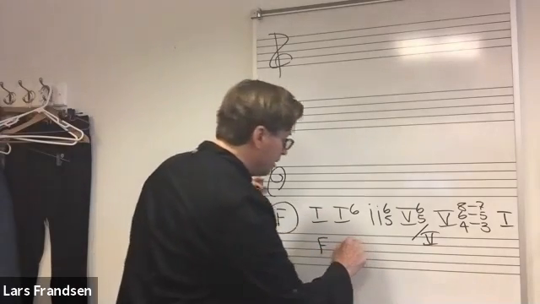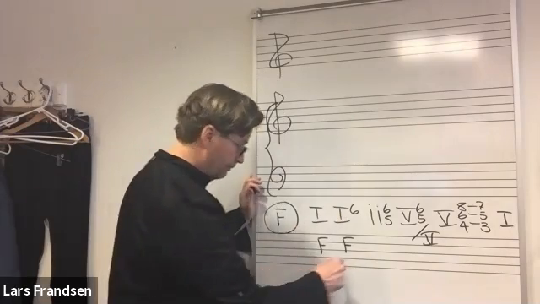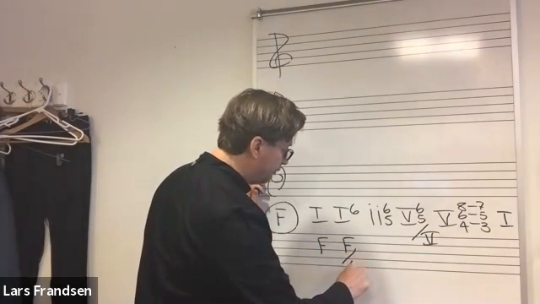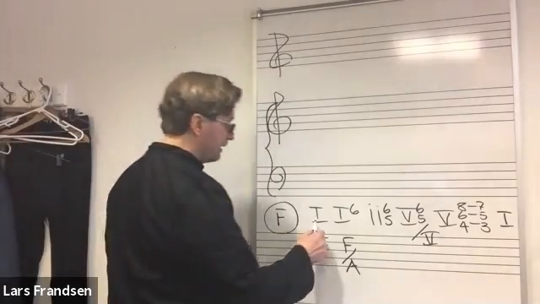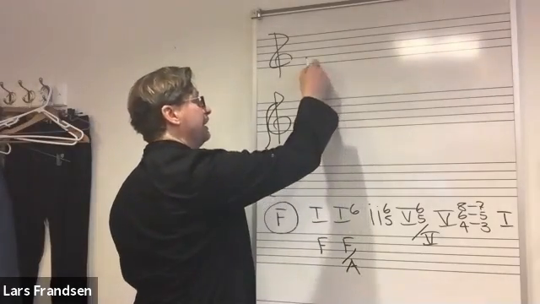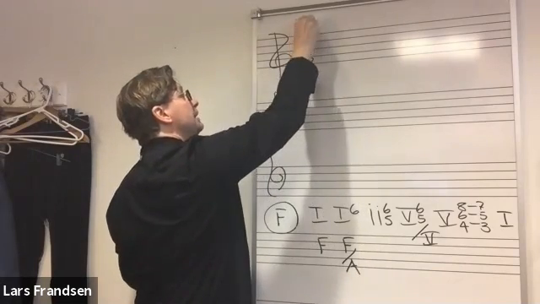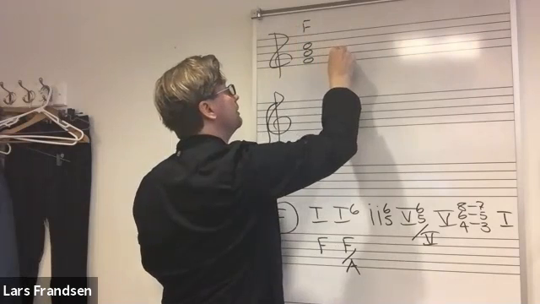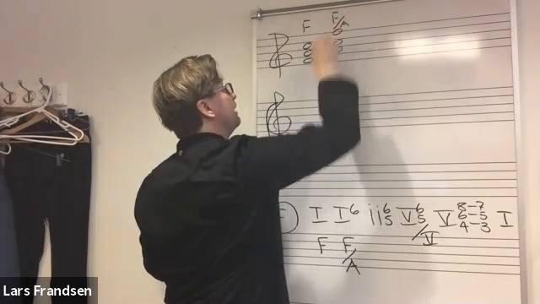1/6 would also be F, but in this case we have the first inversion triad. That means F over A. We can translate this into notation if we want. This will be F. This would be F over A.